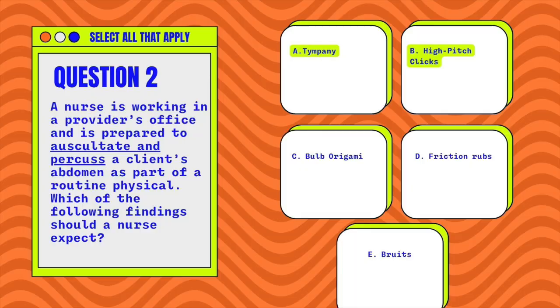So your answer is A and B, because friction rubs are not heard in the belly. Bruits, typically not heard in the belly, but if they are, they're not high-pitched sounds, and neither is borborygmi, which sounds more like a growling sound in the abdomen. So again, this is why keywords are important, because you had to know what each of those words meant in order to get the right answer. So hopefully that helps. Got time for one more.